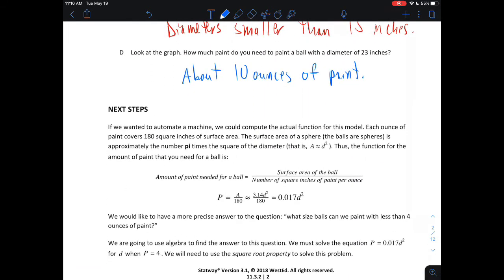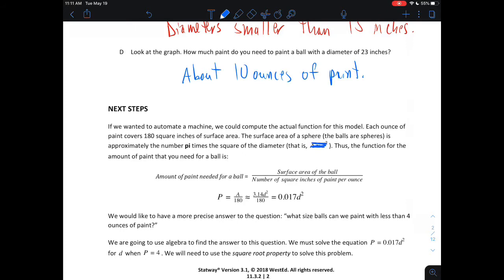Next steps. If we wanted to automate a machine to do this painting process for us, we could compute the actual function for this model. Each ounce of paint covers 180 square inches of surface area. The surface area of a sphere, the balls are spheres, is approximately the number pi times the square of the diameter. That is, capital A is approximately the symbol pi times d squared.